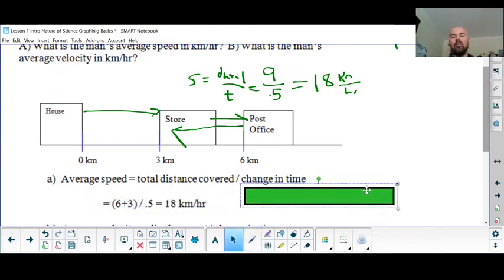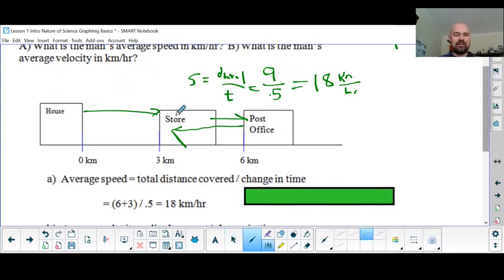Okay, for the displacement or the average velocity, you have to calculate the displacement. So what's the displacement of this person if they go from his house to the store, the post office, back to the store? It's really just from the house to the store, right? So that's going to be a +3 for the displacement. So that's the change in position, or delta x. And then we have to divide it by the time to get velocity.